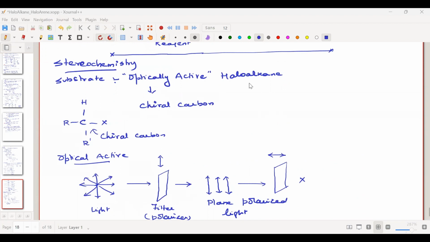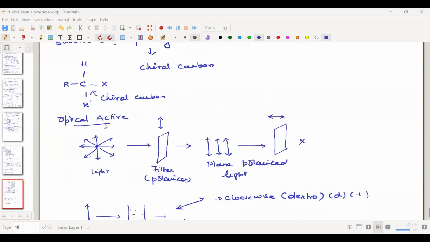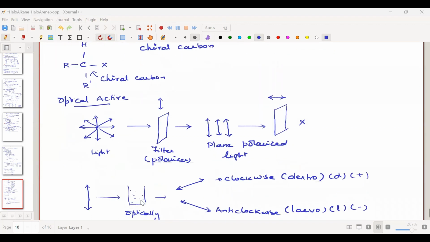Optically active means it has a chiral carbon. What is a chiral carbon? All 4 elements attached to that carbon are different. So அந்த மாதிரி இது வந்து they will show stereochemistry. அது என்ன திருப்பி will go into detail.